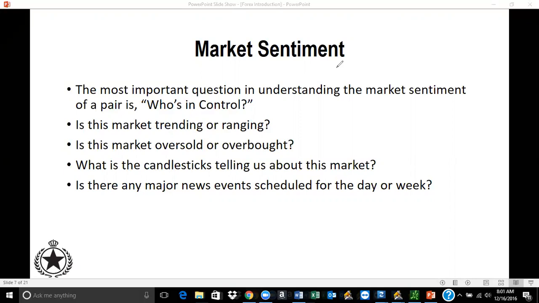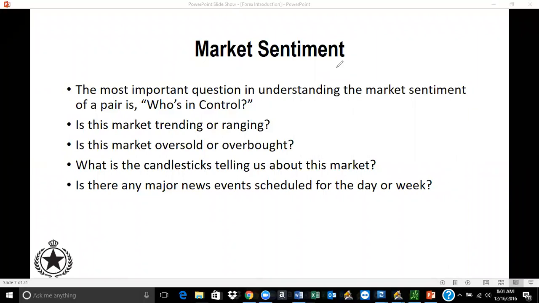Candlestick analysis is very, very important to trading. What are the candlesticks telling me? What are they telling me about my pair? What are they telling me about this trend? Is this trend about to change? And if it is, how do I know that? What are the candlesticks telling me? We'll get into that a little bit later.